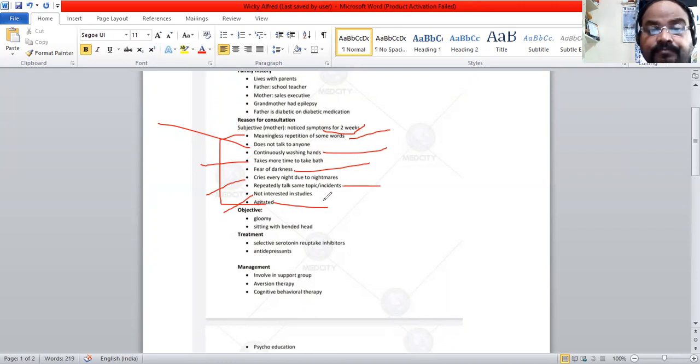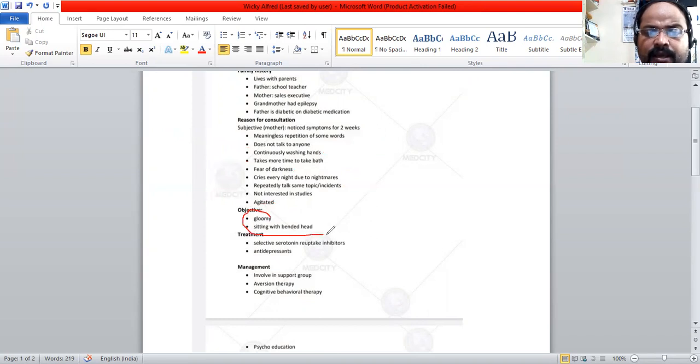So these are the symptoms. These are the presenting complaints. The mother reported that these were the changes in his behavior, which she has noticed for the past 2 weeks. And this is the main reason why she brought him to our care. Now we have observed that Wicky is gloomy and sitting with a bended head. That is the objective data which we have.